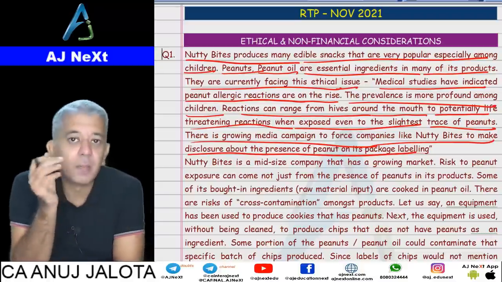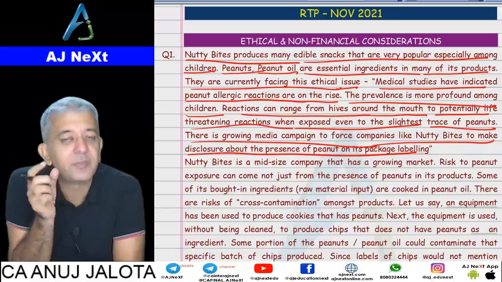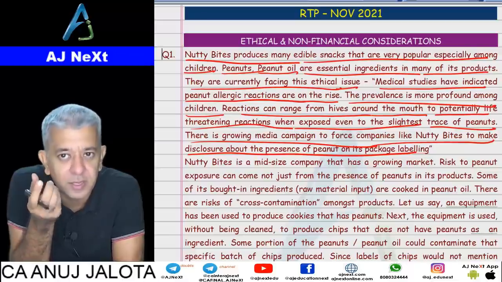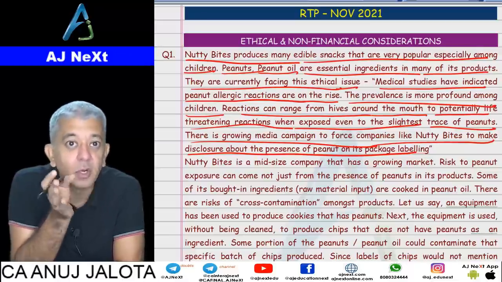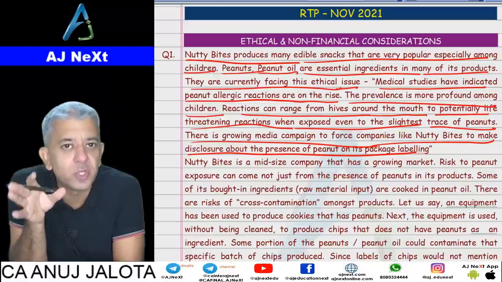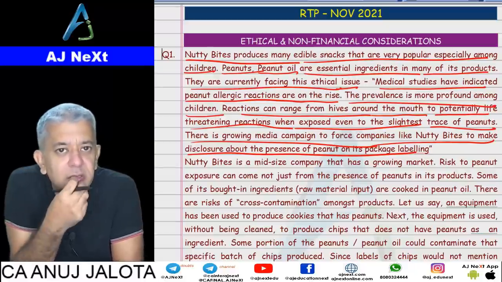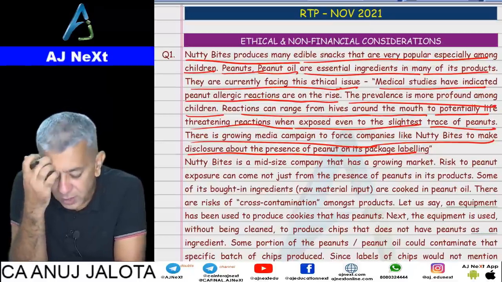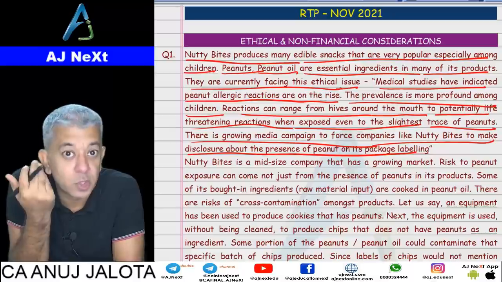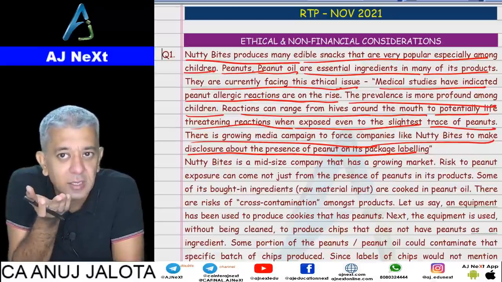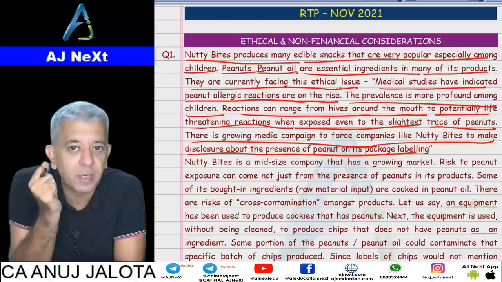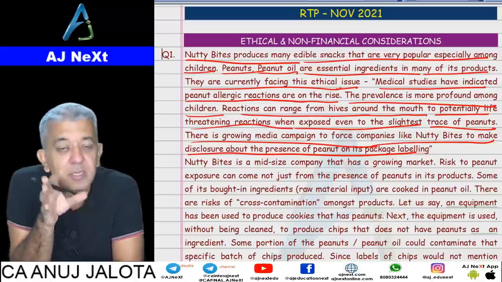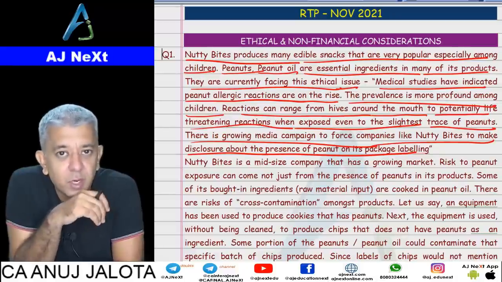So there is a company called Nutty Bites. It is facing this particular problem: the amount of peanuts and peanut oil that they use in their products is not very good for the children, and there have been a lot of children who have got allergy to these particular things. The allergy can be small or can be life threatening also. So they are trying to think what should be done, because their key ingredient has the peanut and peanut oil. And there is a media campaign going on whereby all the companies disclose whatever is there in their products, the ingredients and so on.